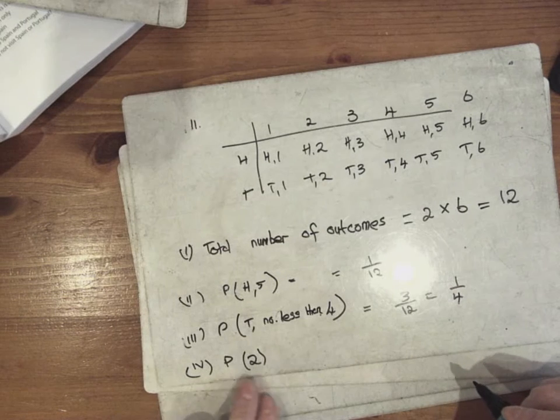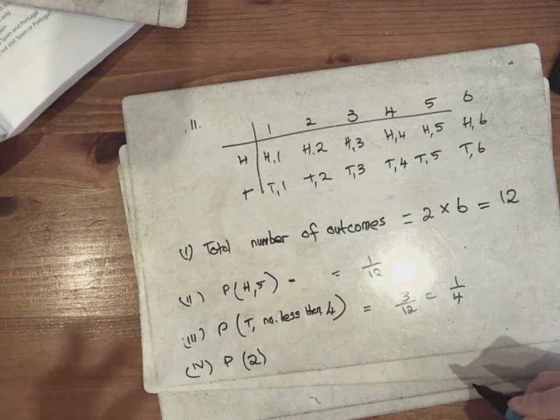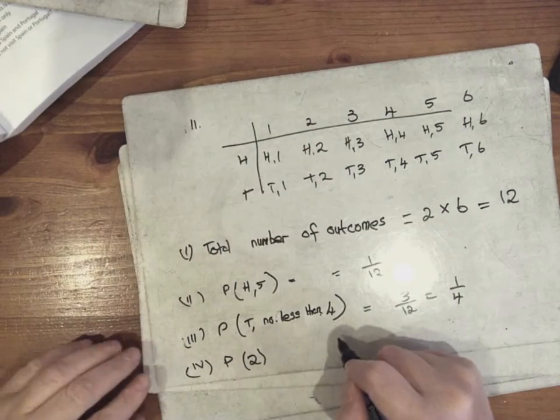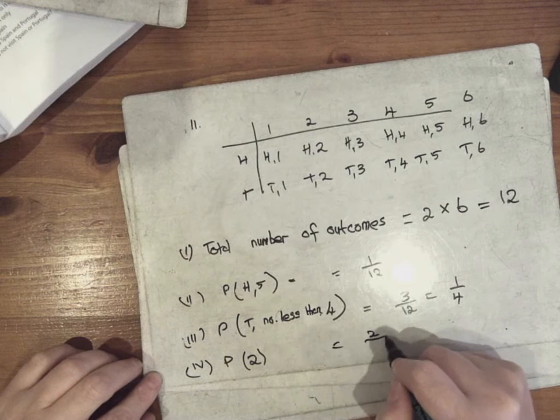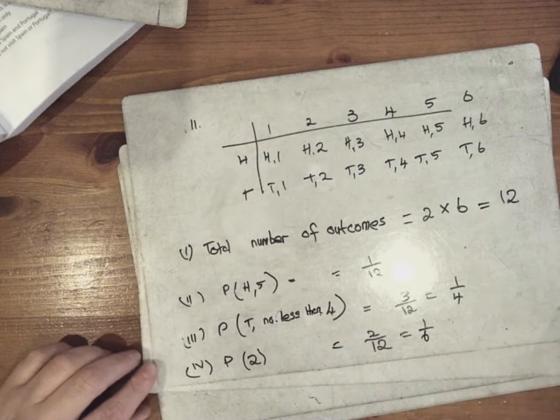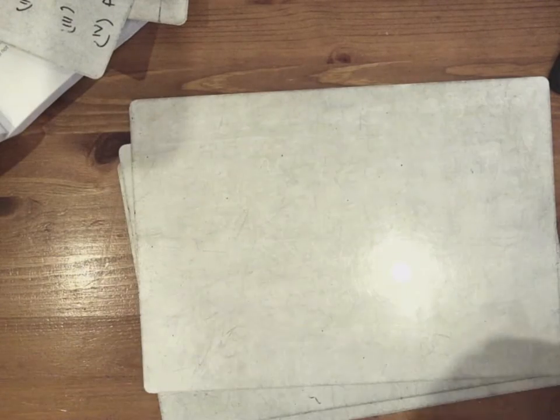Okay? And probability of getting a 2. So it doesn't matter whether you get a head or a tail. It's just as long as there's a 2. So there's 2 of them there. So it's 2 out of 12, which cancels down to 1/6. Okay? That's number 11. Next one is number 12.